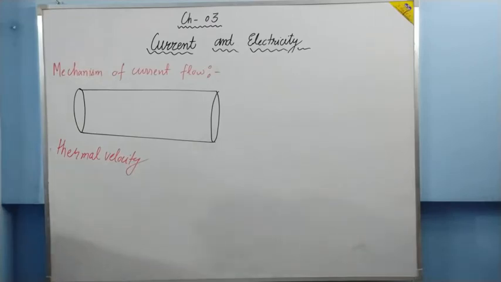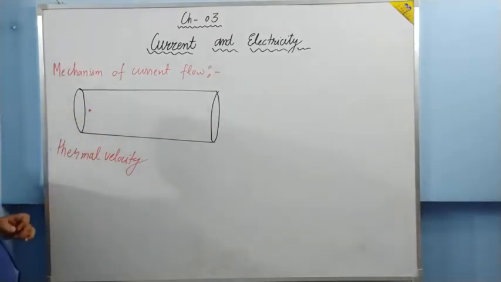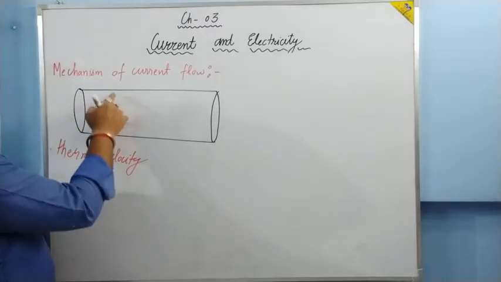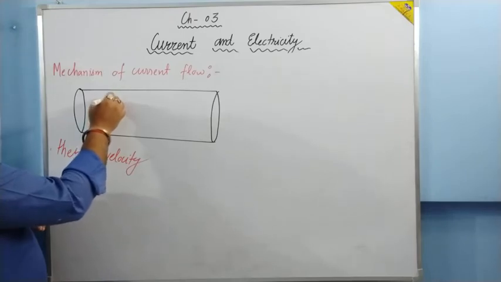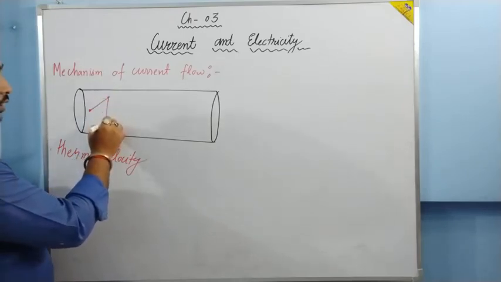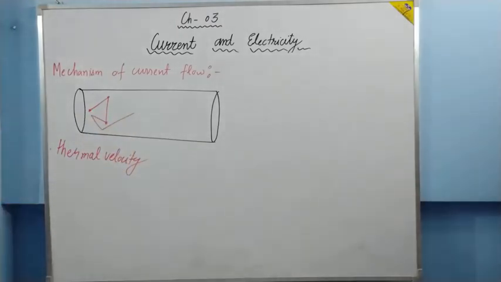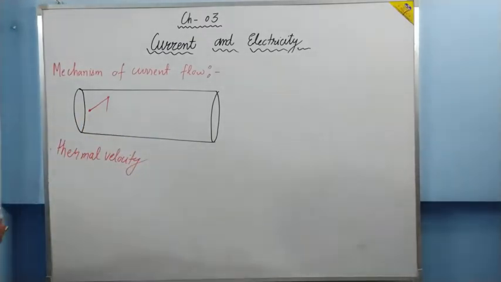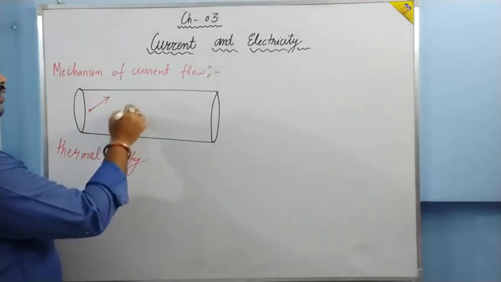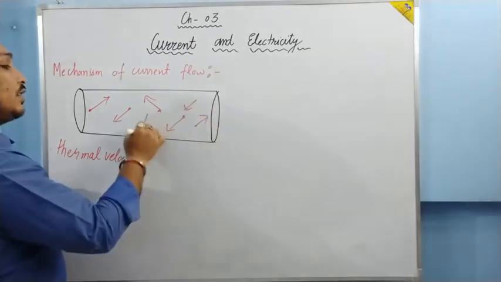And what is the direction of that? We have not given any potential difference or electric field. So suppose we consider one electron over here, how does it move? It goes in this direction. Then suppose it hits an atom and then it moves in this direction. Then it goes in this direction, then in this direction, then in this direction. Some of the electrons are moving in this direction, some in this direction, in all directions.